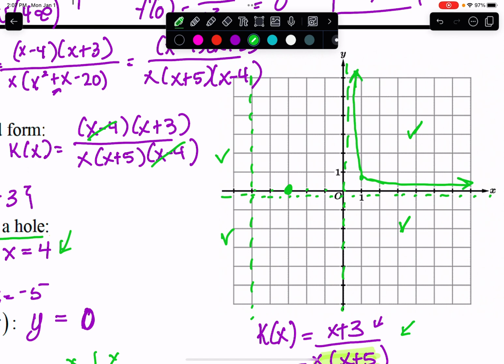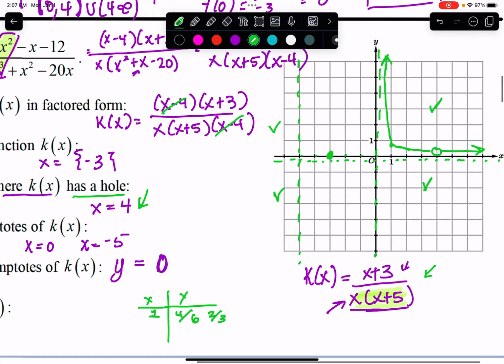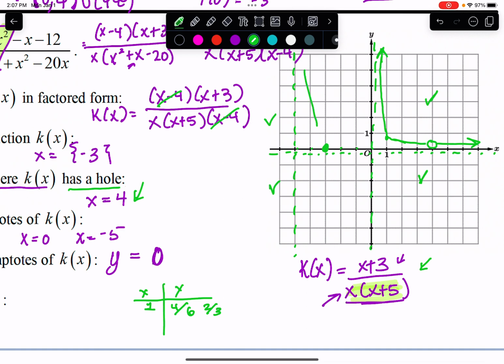Now, what I haven't done is put my hole in. So at 4, I'm going to take my eraser, 1, 2, 3, 4, and I'm going to erase, and then I'm going to put my hole in right there. All right? Now, go to the middle part. It could either go like this, or like this, or like this. There are many ways it can go.